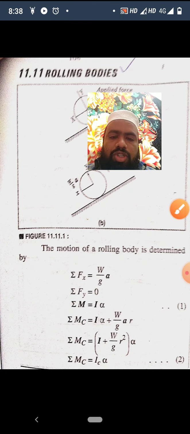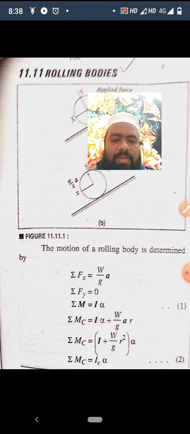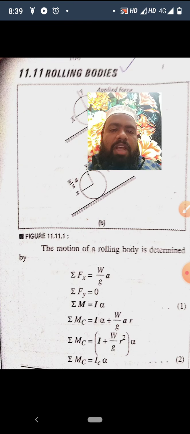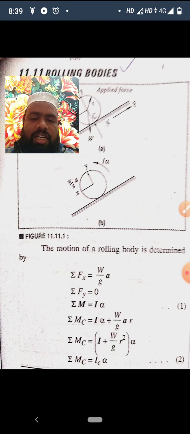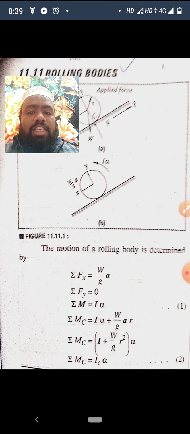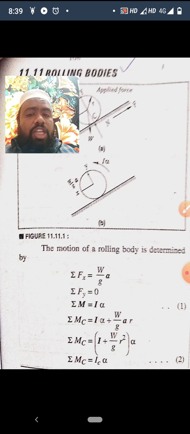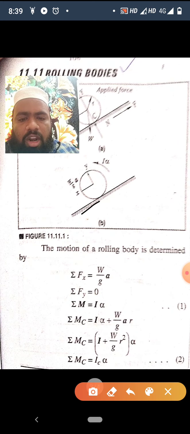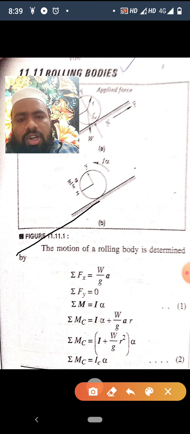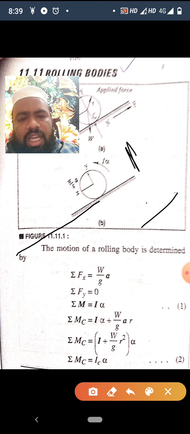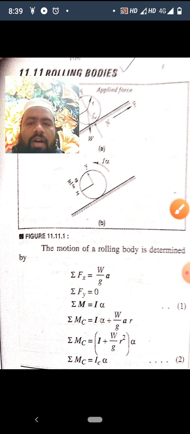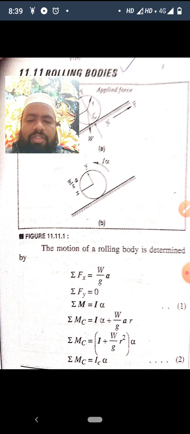Now the motion of a rolling body is determined by the algebraic sum of the horizontal forces. I told you for plane motion we have to apply the algebraic sum of the horizontal forces, that is W by g into a. Now the algebraic sum of the vertical forces. See, there is no vertical motion in the body. It is just moving along the plane. The ball is not jumping, the ball is not leaving the surface, so there is no vertical displacement, so the vertical will be 0. Now the algebraic sum of the moments is equal to I into alpha, we know that.